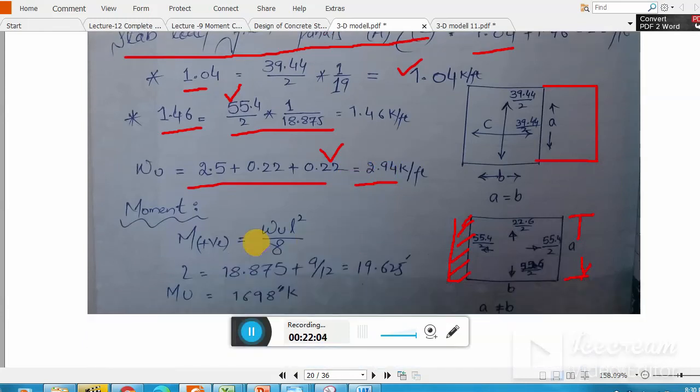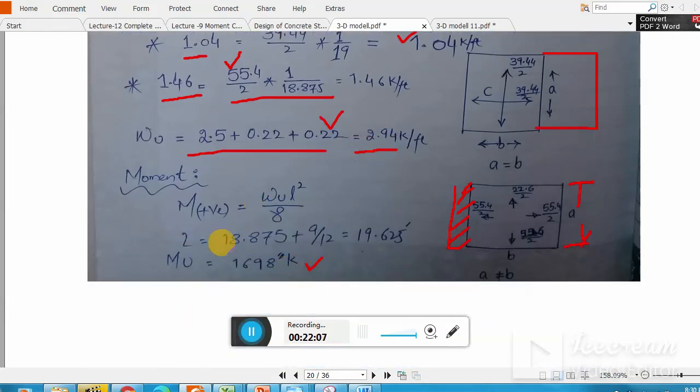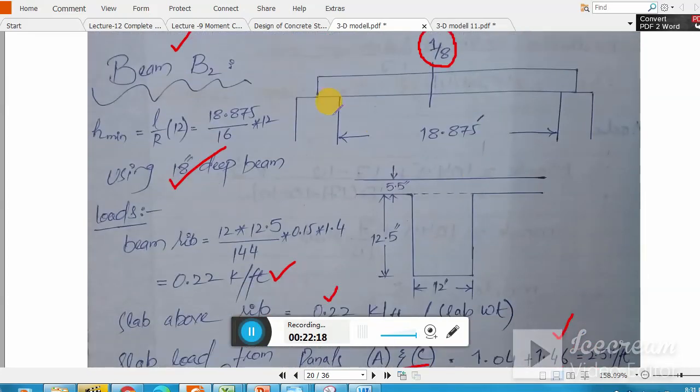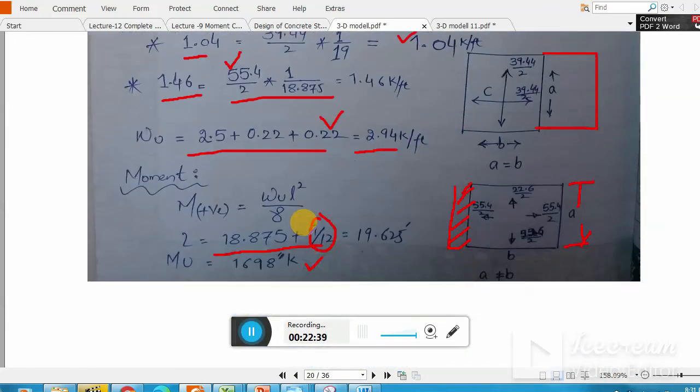Moment, I got this moment. My length, because this is simply supported, I will use the effective length, not the clear length. So 9 by 12 means that I have to provide 4.5 inch bearing to this point and 4.5 inch bearing to this, because when I use 1 over 11, 1 over 10 WU ln square, in that we use clear spacing, but here we will use effective spacing. So that's why I'm calculating 19.625, and I plug this value here and I got 1698.